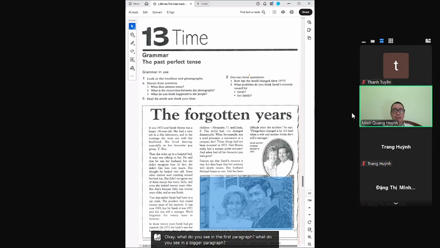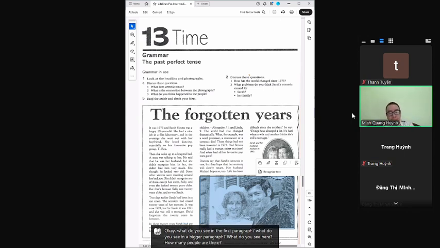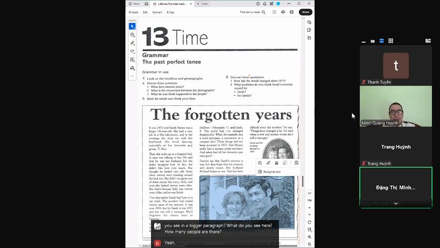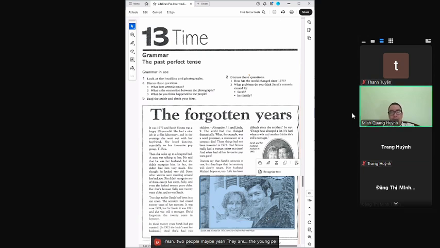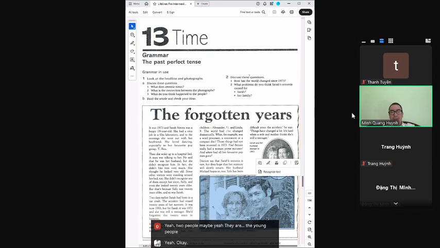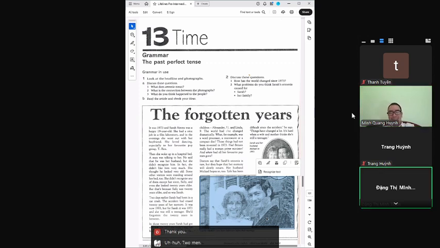What do you see here? How many people are there? There are two people. Maybe they are young people. Okay. A man and a woman, right? A man and a girl.